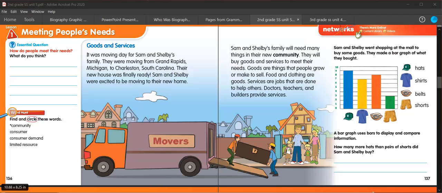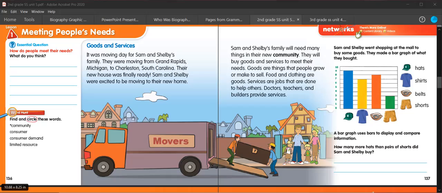Now, the first thing you need to do is to put your name and date at the top of this page and answer your essential question. How do people meet their needs? What do you think? So think of all the different things people do to get the things that they need, and write your answer on the line. Please use complete sentences and write neatly.